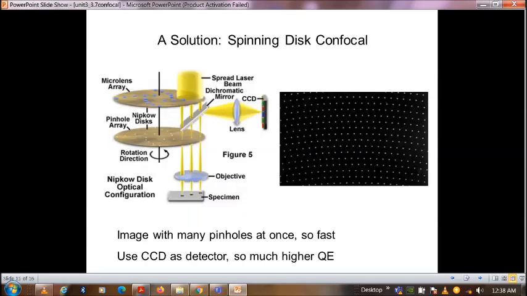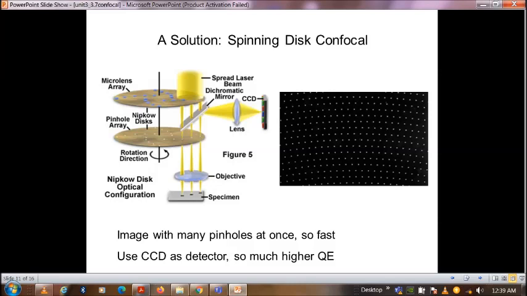So a solution is spinning disc confocal imaging. So we have to use a spinning disc. In the spinning disc, micro lens arrays and pinhole arrays are placed. Whenever we spin it, different confocal images are collected. This arrangement is called the Nipkow disc optical configuration.